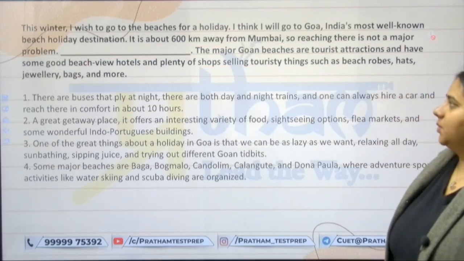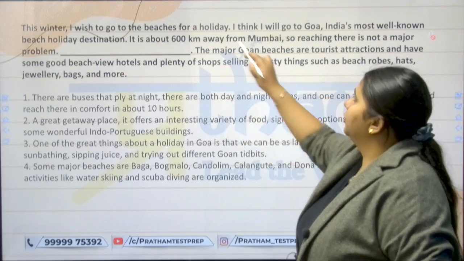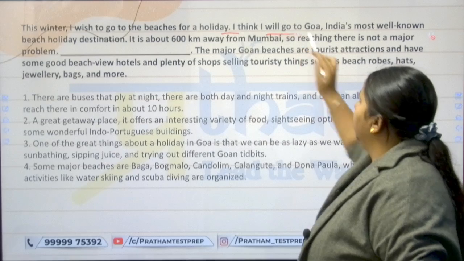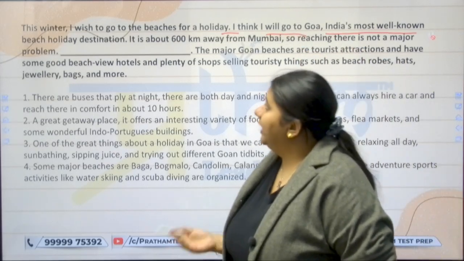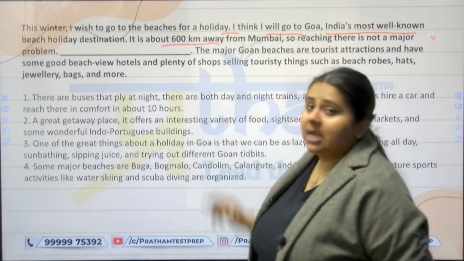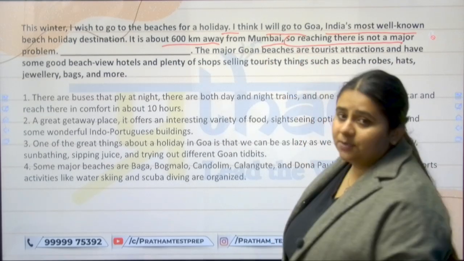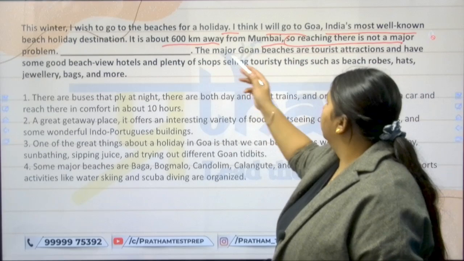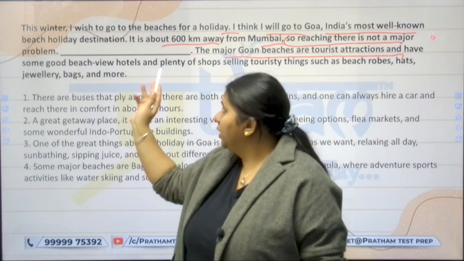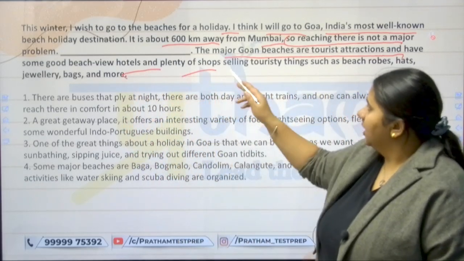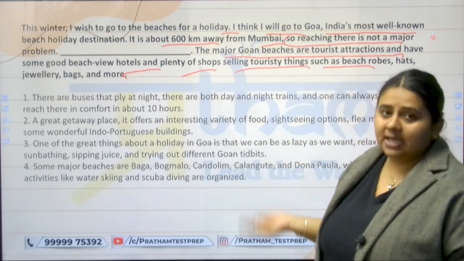Now, next question. This says, this winter I wish to go to the beaches for holiday. I think I'll go to Goa, India's most well-known beach holiday destination. It is about 600 kilometers away from Mumbai, so reaching there is not a major problem. Dash. The major Goan beaches are tourist attractions and have some good beach view hotels and plenty of shops selling touristy things such as beach robes, hats, jewelry bags, and more.